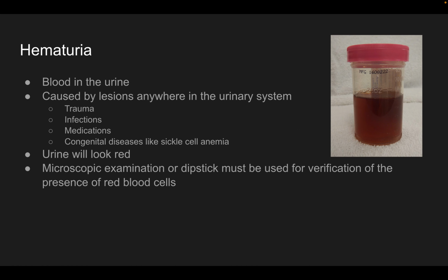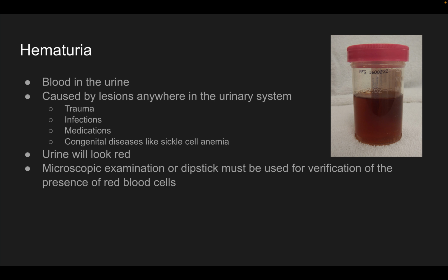First one is hematuria. Hemat is blood, urea, urine. So this is just blood in the urine. Again, this is a symptom that could signify a lot of different things. Could be trauma, like if you get hit in the back, you could rupture a kidney, which causes bleeding into the bladder, which then eventually will make it out with the urine. Could just be a bladder infection.